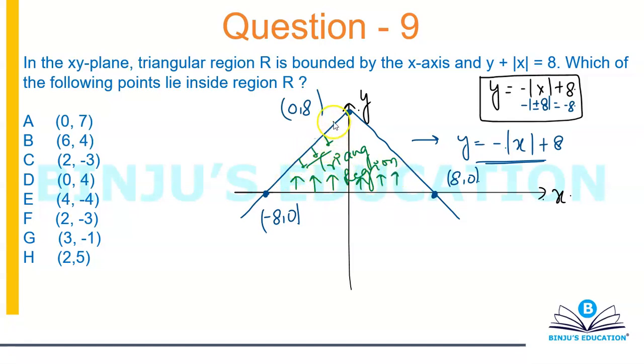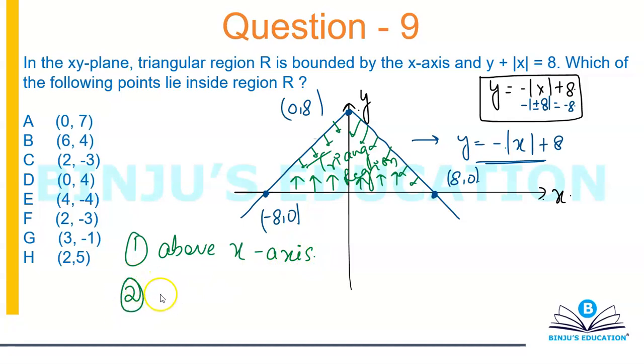This is my triangular region. So now the question is, which points lie inside the region? If a point is supposed to lie inside the region, the first thing is the point should lie above the x-axis.